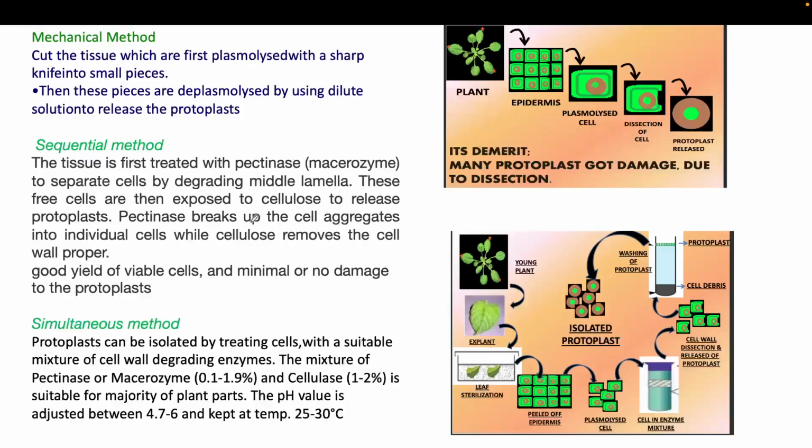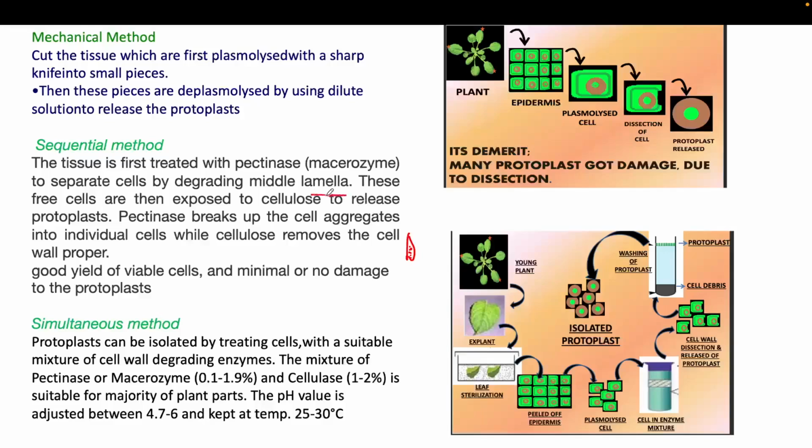So in the sequential method, the tissue is first treated with the pectinase enzyme, and what this enzyme does is separate the cells by degrading the middle lamella. Suppose this is the leaf. A leaf is made up of millions to billions of cells. The cells will be separated by this pectinase enzyme because it will degrade the lamella. The lamella is connective tissue.